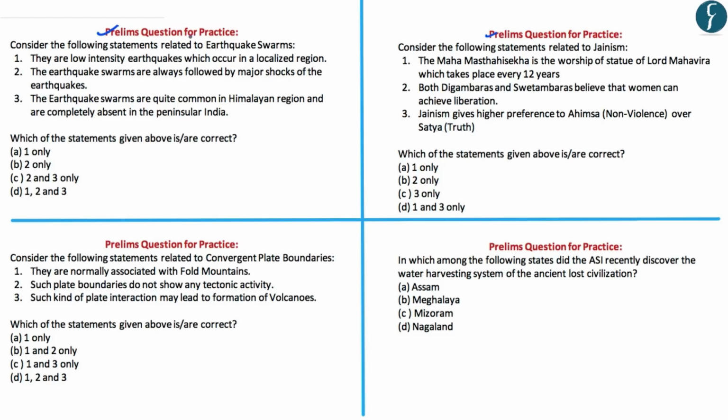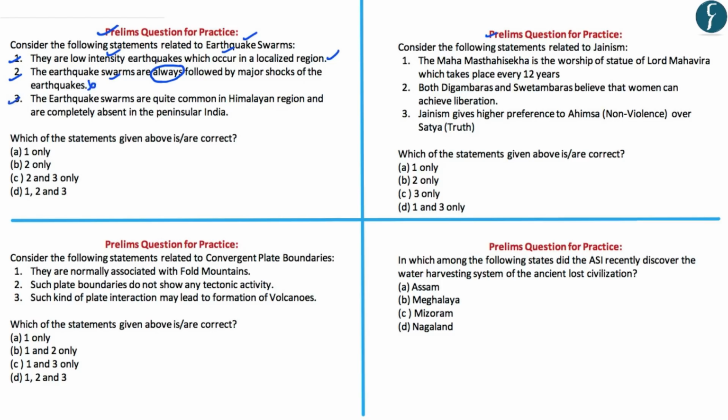The first question here is, consider the following statements related to the earthquake swarms. The first statement is, they are low intensity earthquakes which occur in a localized region. As we have discussed, this particular statement here is correct. The second statement reads as, the earthquake swarms are always followed by the major shocks of the earthquakes. Now, as we have discussed, the earthquake swarms are not always followed by the major shocks of the earthquakes. Hence, this particular statement here is wrong.